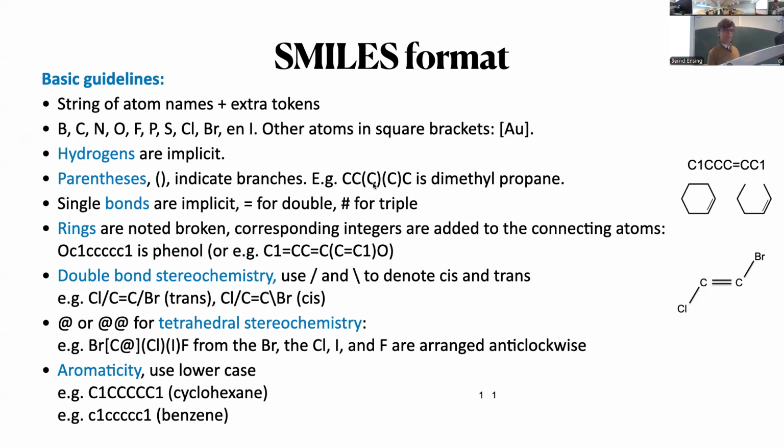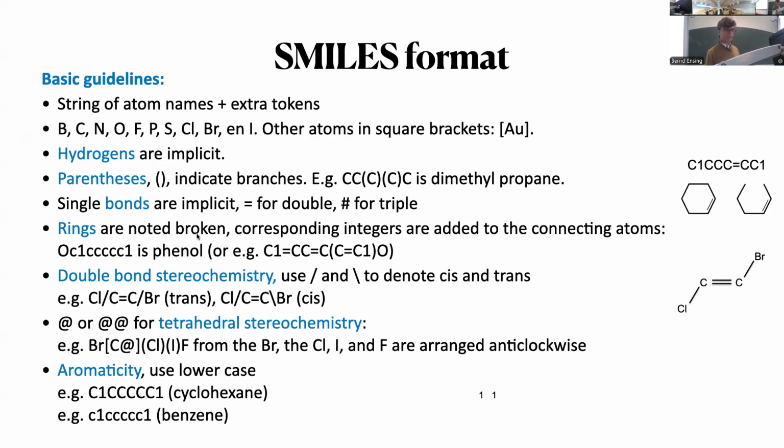So for example, CC, parenthesis C, parenthesis C, C is a dimethyl propane. There's two side groups. Here's a methyl group, here's a methyl group. And then CC, and the last C is propane. Single bonds are implicit, okay? So here we see no information about the bonds, so all the bonds are single. But if you see an equal sign, we have a double bond. And if we have a hash sign, it means a triple bond.